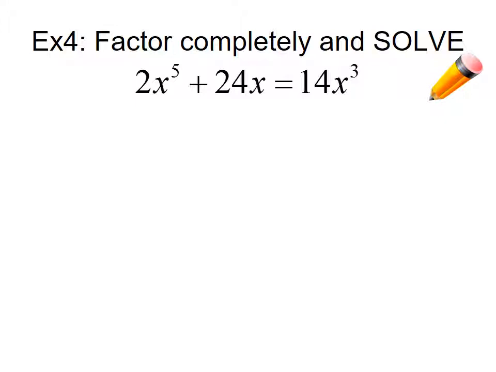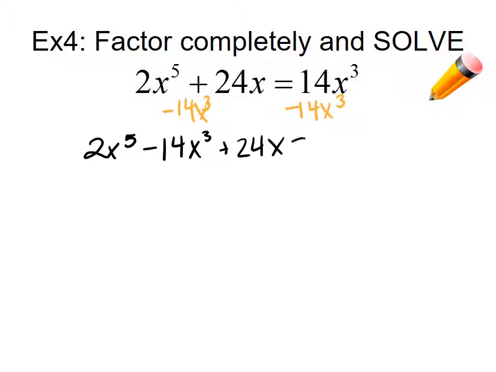Take a moment to jot down this example 4. First thing we need to check is, is this in standard form? And for the first time, it isn't, which means I need to move that 14x cubed over to the other side, and it's going to end up going in the middle if I want it to be in standard form. So my actual equation that I'm going to use is 2x to the 5th minus 14x cubed plus 24x equals 0.